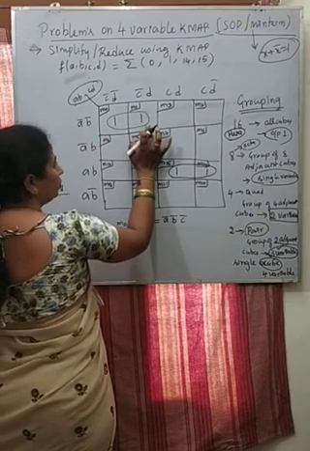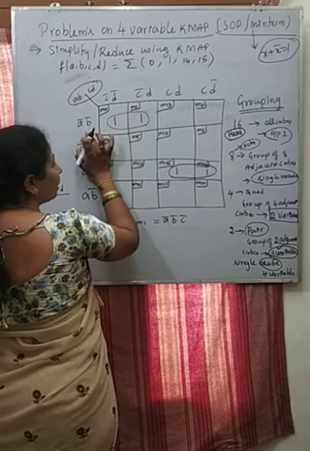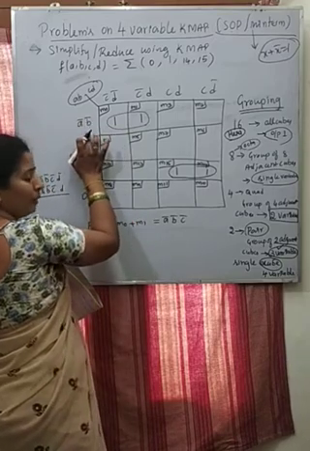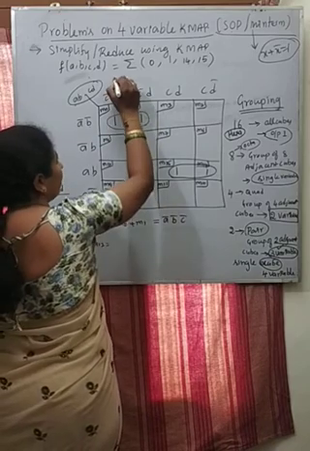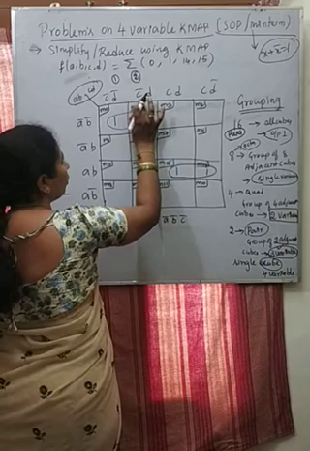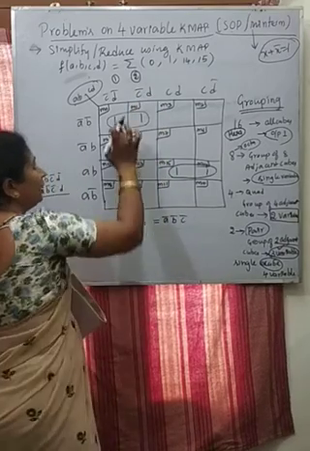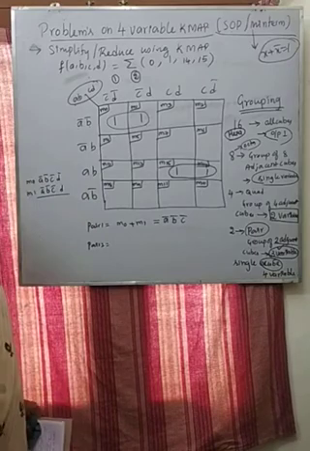Among these two, what is common? A complement, because these two are in one row with the label A complement, B complement. And these two are in two different columns. In column 1 and column 2, what is common? C complement is common. D complement and D get cancelled.